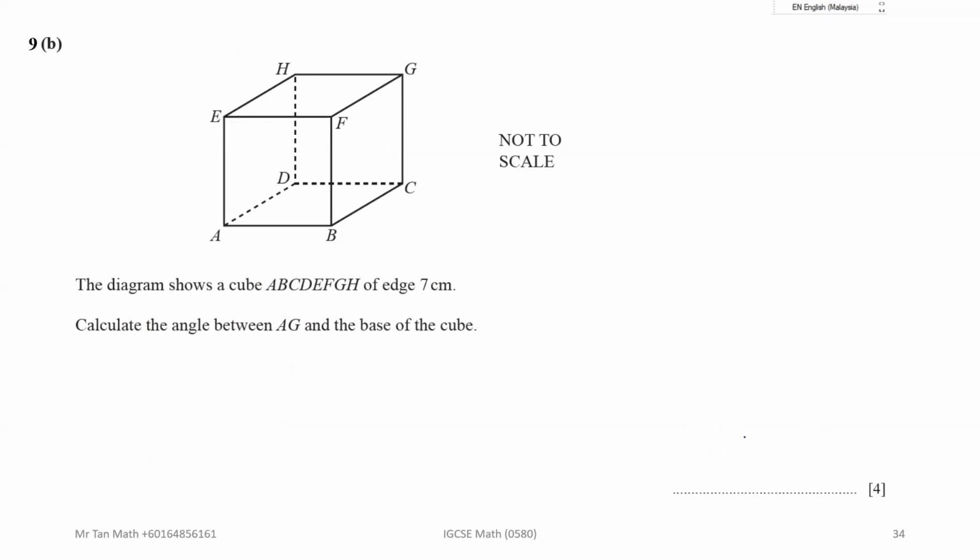Nine B, the diagram shows a cube ABCDEFGH of side 7. A cube, so you have the same length here. This is 7. Calculate the angle between AG and the base of the cube. So AG is here and the base. So we are dealing with this angle.